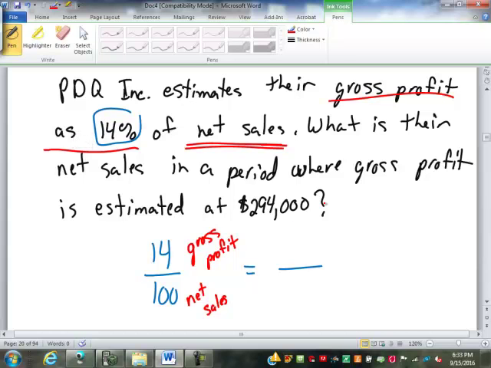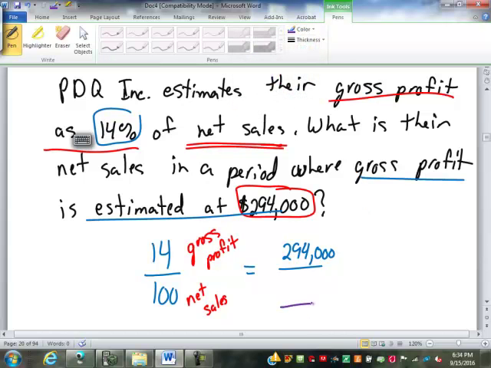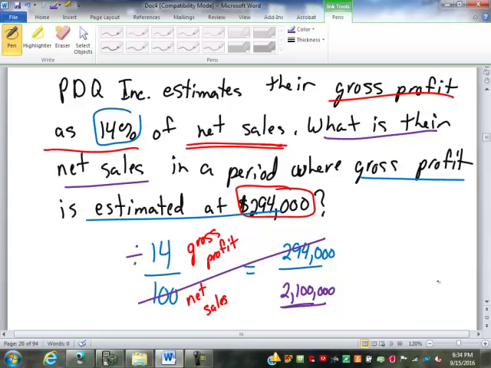Now in a percent problem, there always have to be two other numbers. Now one of them might be the number we're looking for. But here we have the 294. Does that represent the gross profit or the net sales? Gross profit is estimated at 294,000. Now before we cross multiply and divide to find that missing number, this missing number represents net sales. Is that what we're looking for here? Yeah, what is their net sales in a period. So that is what we're looking for. So we can cross multiply and divide here and get 2,100,000, correct? So the proportion actually helped us solve the problem by labeling it and keeping track of the pieces. It's just matching up things that represent the same thing.